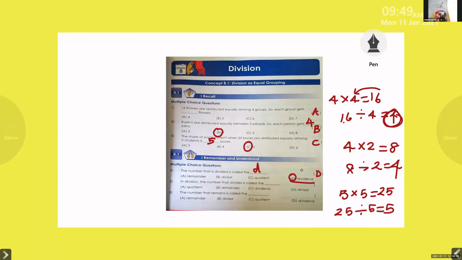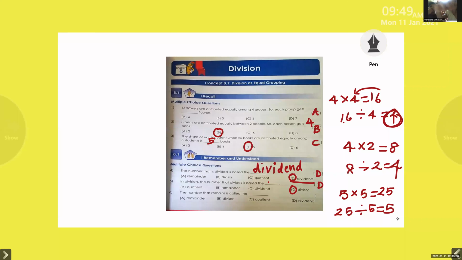Okay. Next question to Prarthana. Division. The number that divides is called the divisor. Yes. Again, option D, divisor. Very good. Both of you, please mute your audio. Thank you.